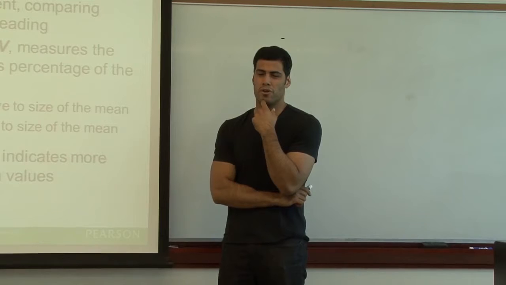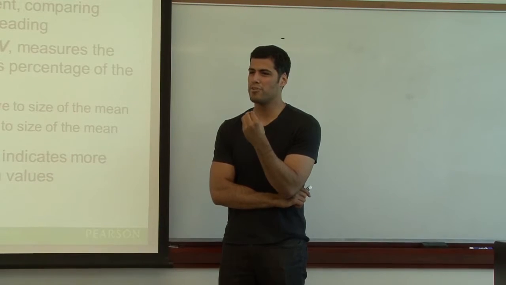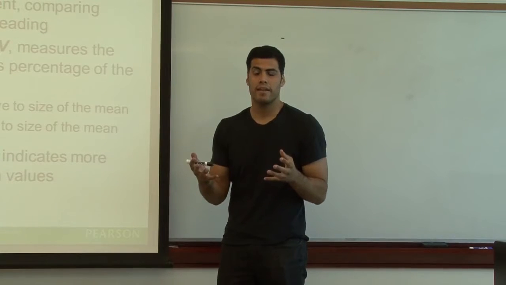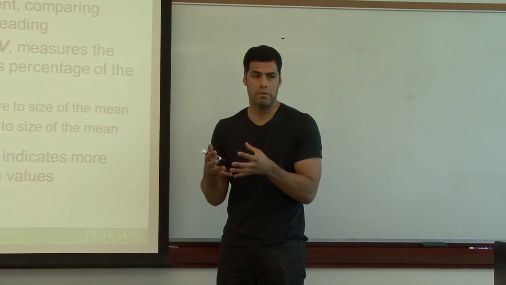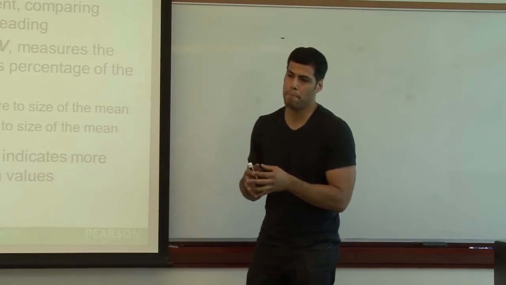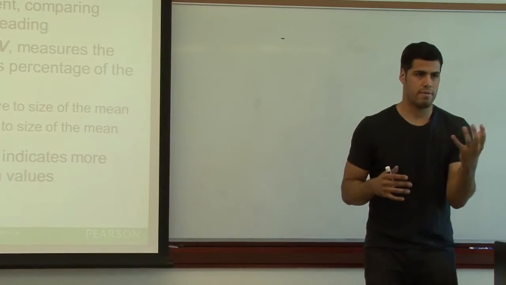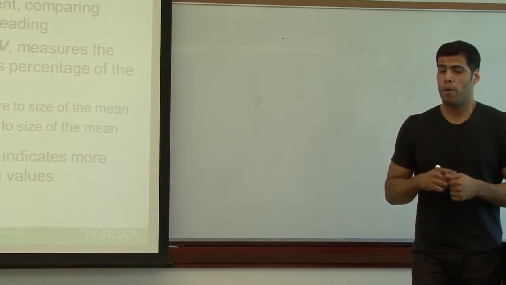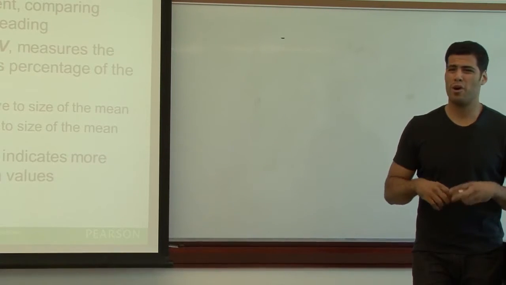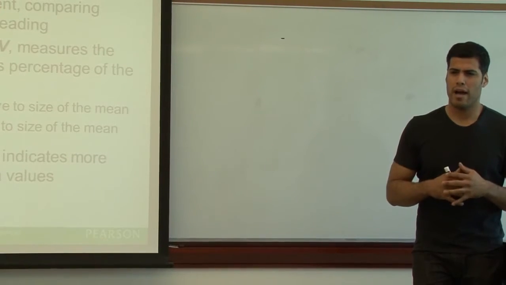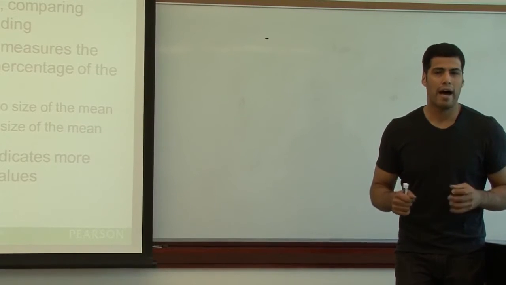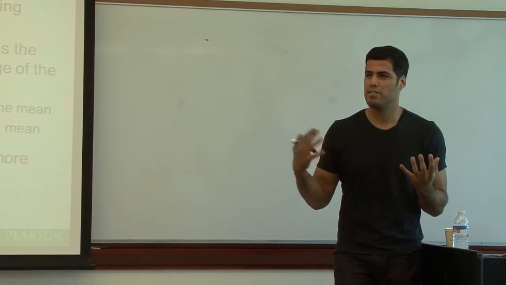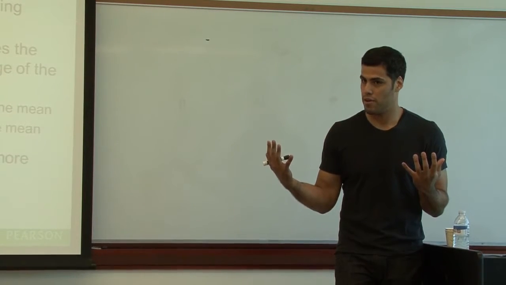Okay? So remember how the standard deviation tells you about variation within the data set in the same units of measurement as the original data, right? But what if you have housing prices in the US and housing prices in Japan?